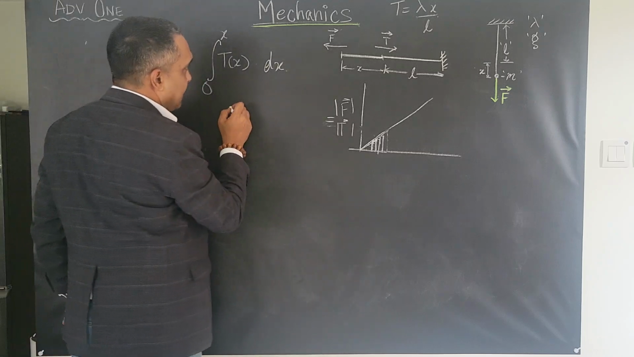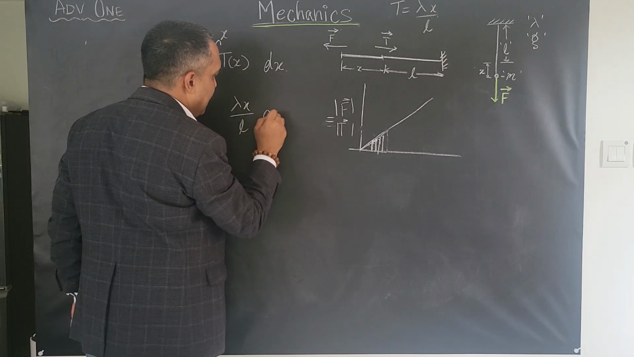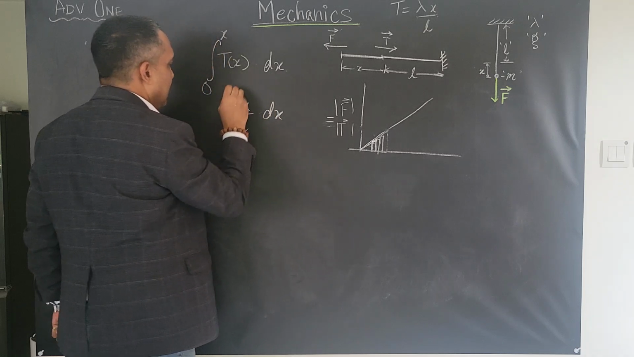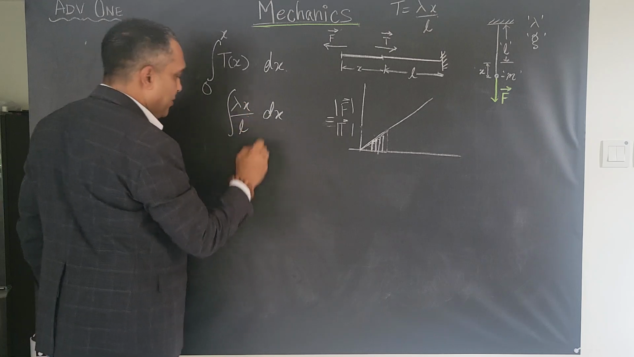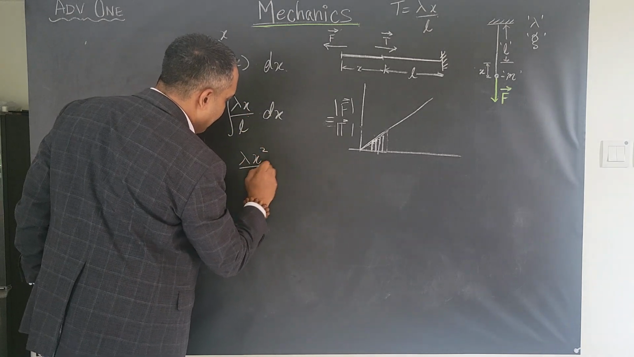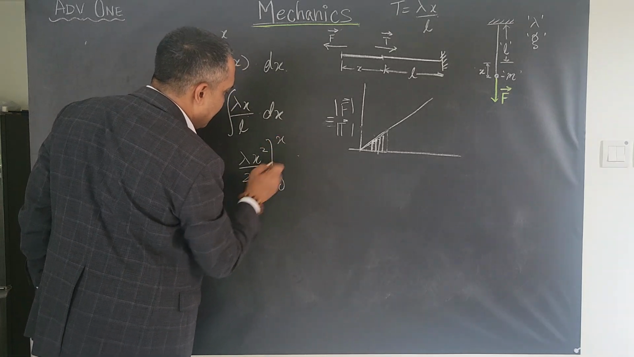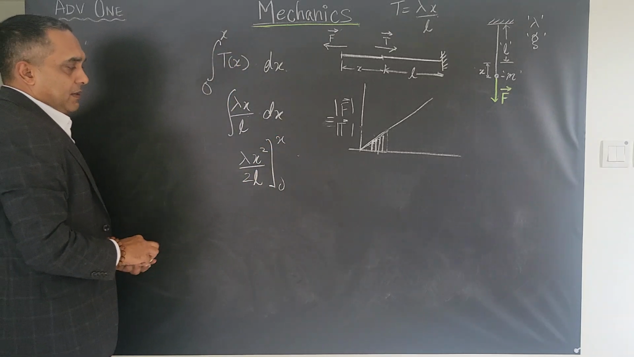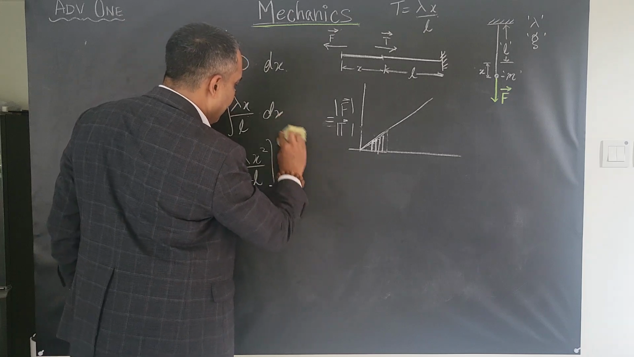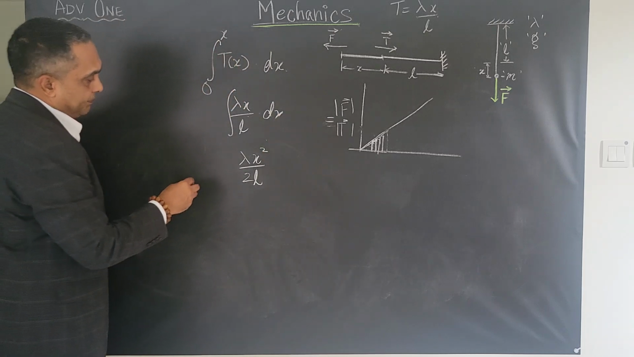If I integrate this and now say that's lambda x by L dx integrated, which is nothing but, you should know this, lambda x squared by 2L, and I apply the limits 0 and x, and what's the answer? 0 is 0. Your answer is here, right? So that's basically the work done.